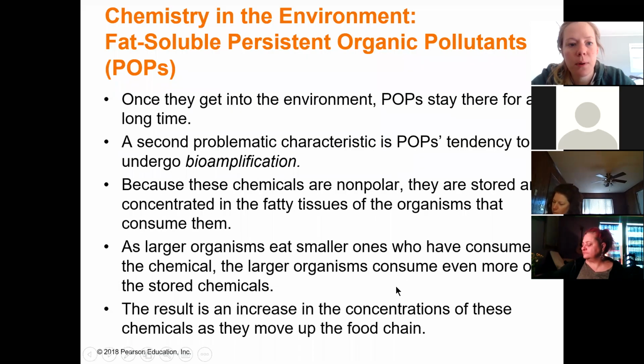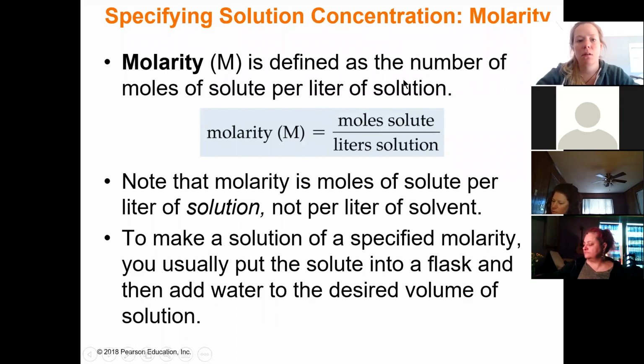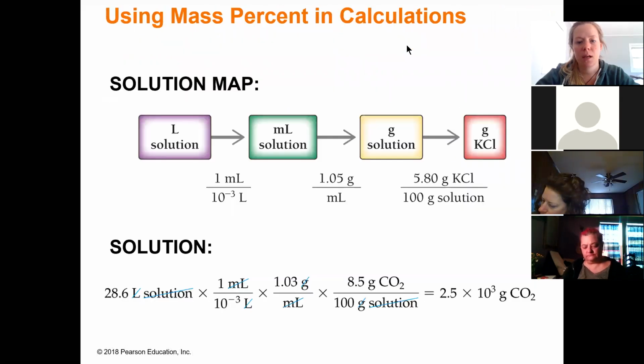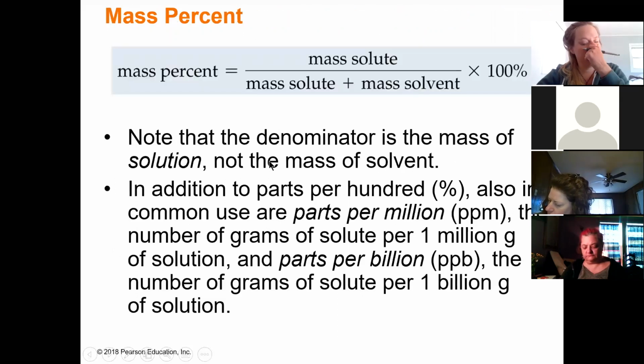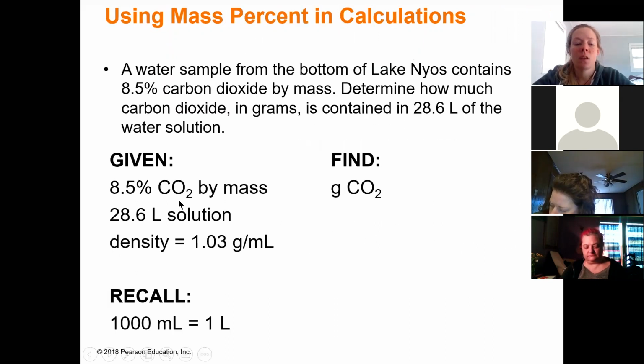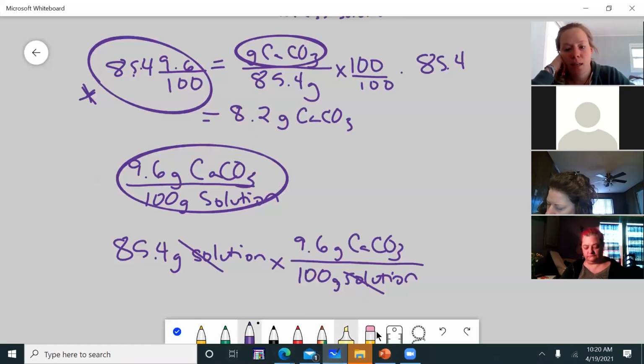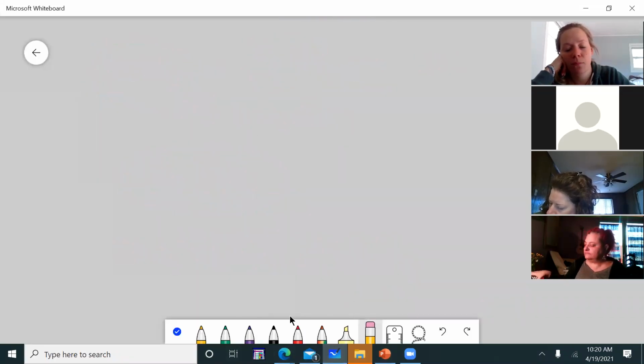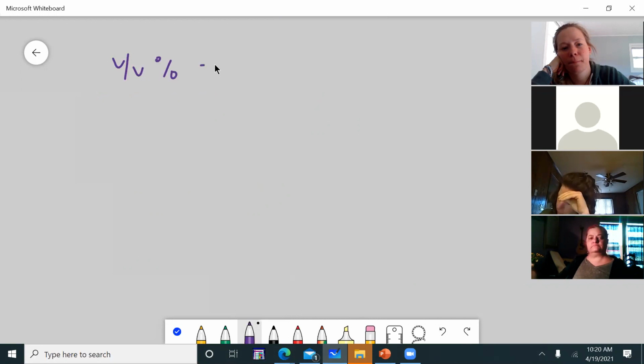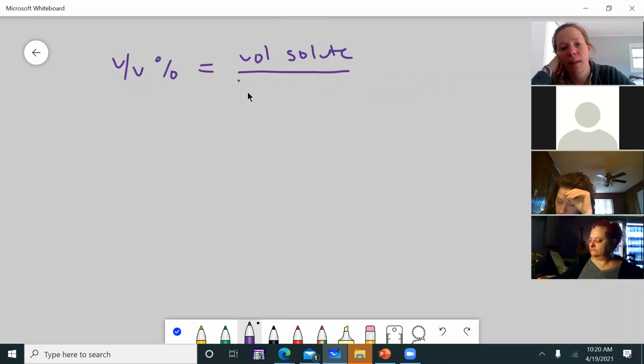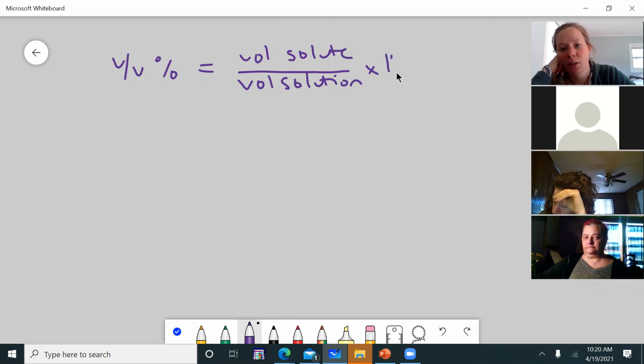So are there some other ways to talk about concentrations? There are. It looks like it doesn't go into mass volume percent, so I'm going to write that over here because you do see it in the labs. Another way to explain concentration is called volume percent. That's the volume of the solute divided by the volume of the solution times 100.